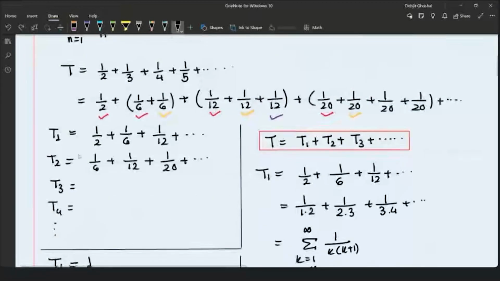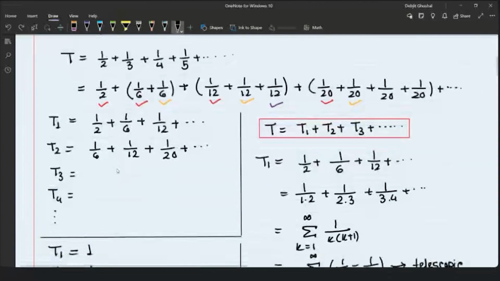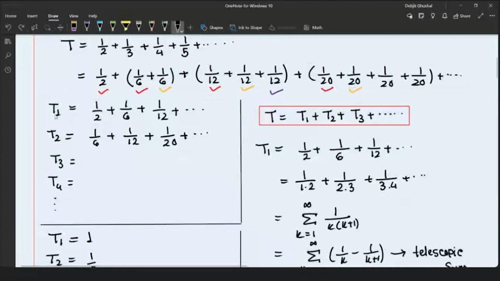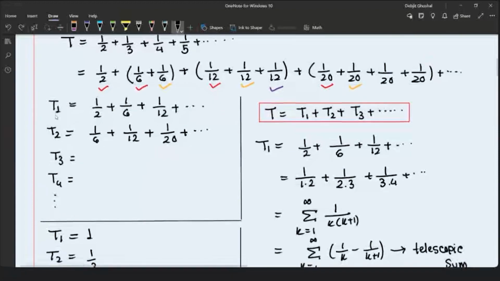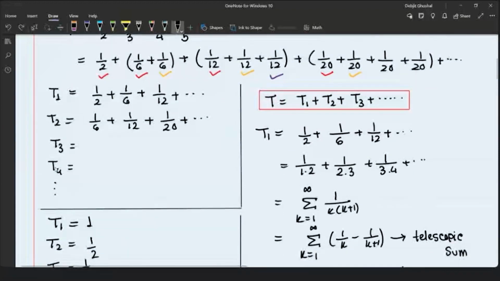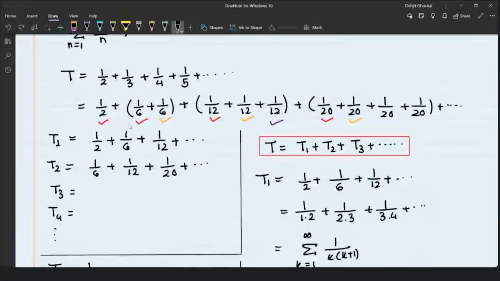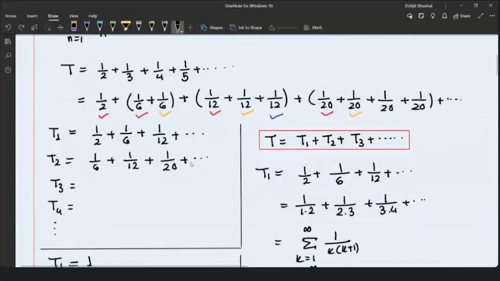Similarly, I can construct T2 from the remaining terms: 1 by 6, and the next term from this segment, and so on. Here my motivation is to construct some series which exhaust our main series T. If you observe, we construct T1, T2, T3, T4 like this. And if I sum all these series, T1 plus T2 plus T3 plus T4, what we get is our actual series T. Is it clear to everyone?